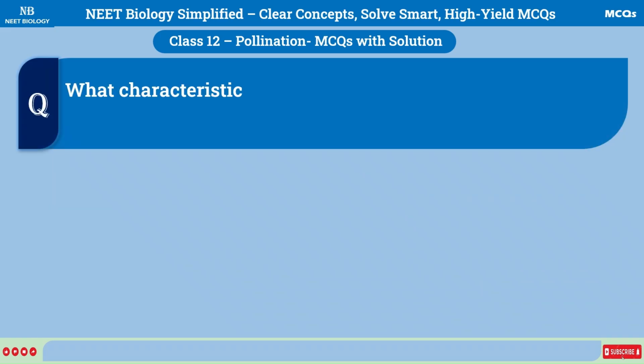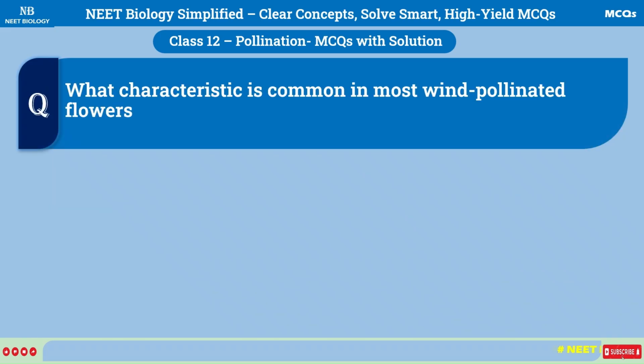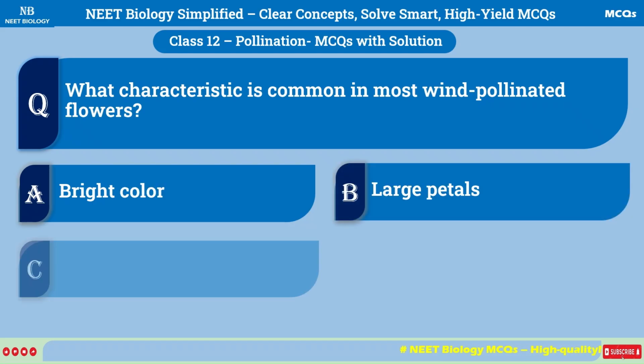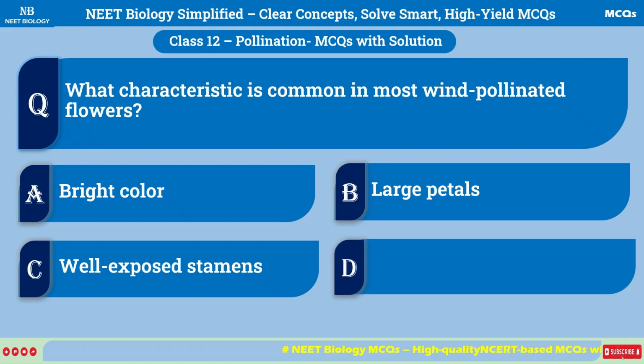What characteristic is common in most wind-pollinated flowers? A. Bright color. B. Large petals. C. Well-exposed stamens. D. Fleshy fruits.